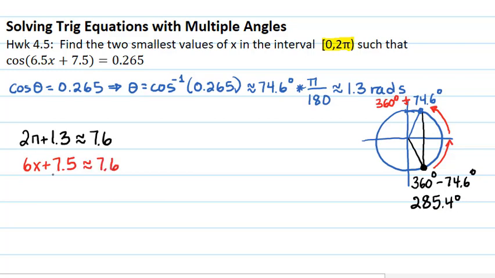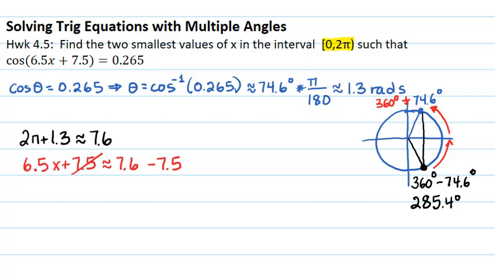When I subtract the 7.5, I will end up with a positive quantity on the right side, which means that when I divide by 6.5, I will end up with a positive quantity for x. So this will be my first smallest positive x value.